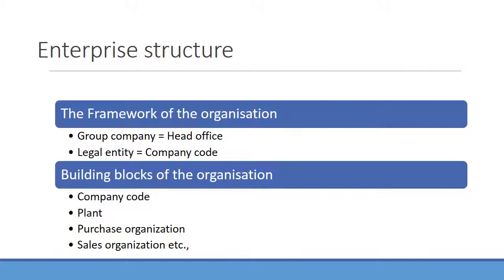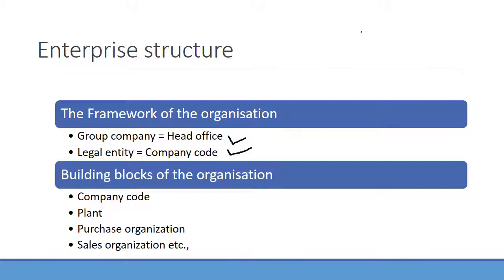The organization structure typically consists of a group company and several member companies. The group company is called a company in SAP and is only a consolidation unit. The member companies are usually legal entities where the actual transaction takes place. These are called company codes in SAP.